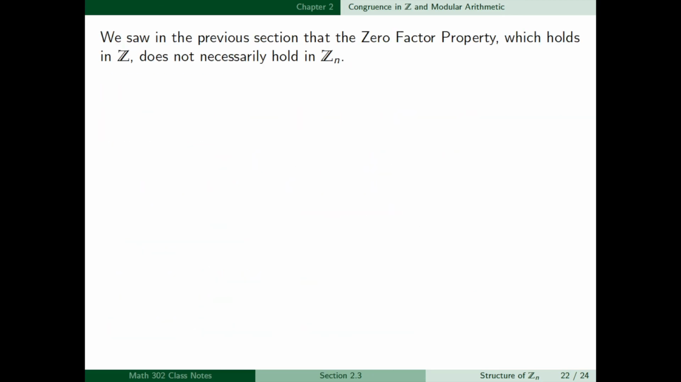Now we saw in the previous section that the zero factor property, which holds in Z, does not necessarily hold in Z sub n. For instance, in Z6, 2 times 3 is equal to 0, but 2 is not equal to 0 and 3 is not equal to 0. Now here you have to keep in mind we're talking about elements in Z sub 6, so these are all intended to be congruence classes. So this is really saying the congruence class of 2 times the congruence class of 3 is equal to the congruence class of 0.